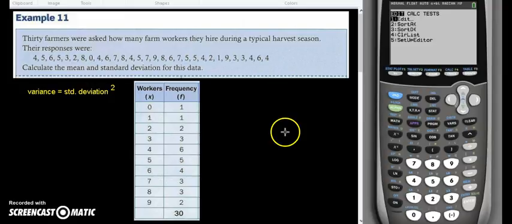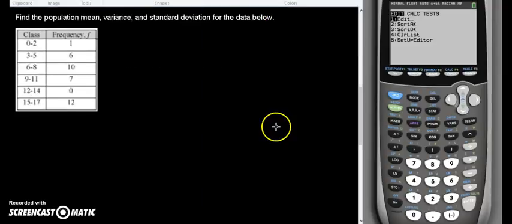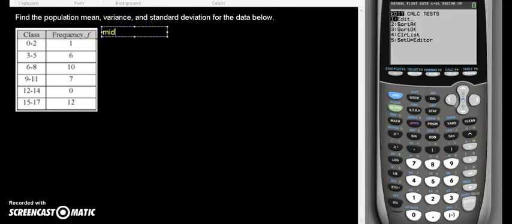Let me show you guys another example. This will be the last example in this video. Okay, so now they want us to find the population mean, variance, and standard deviation for the data below. In this case, we sort of have a category, right? We have 0 to 2, 3 to 5, 6 to 8. So this is no longer discrete, right? So we are going to approach this very similarly to what we did when we were trying to find the mean. Okay, so we are going to create a midpoint. We're going to create another column called midpoint.